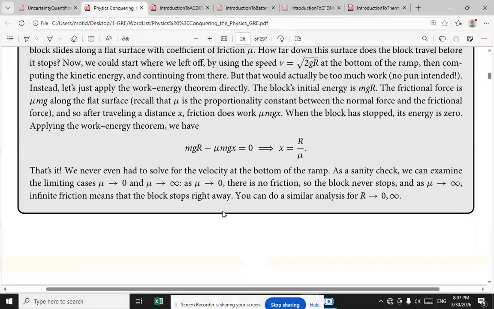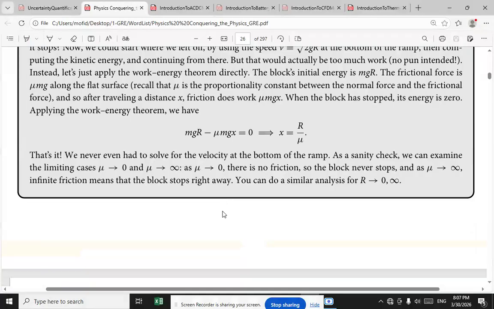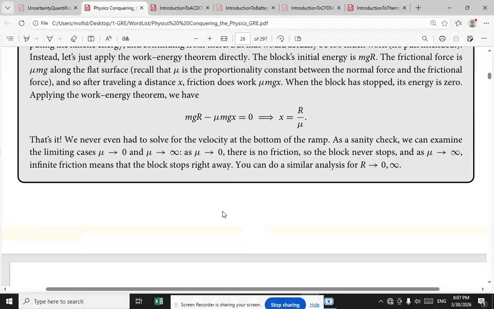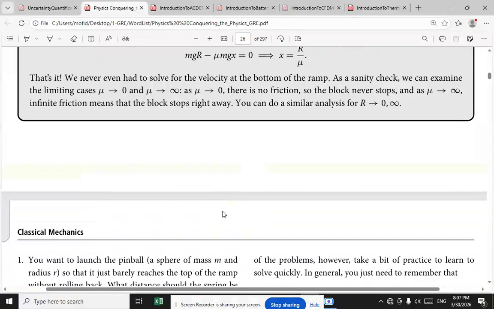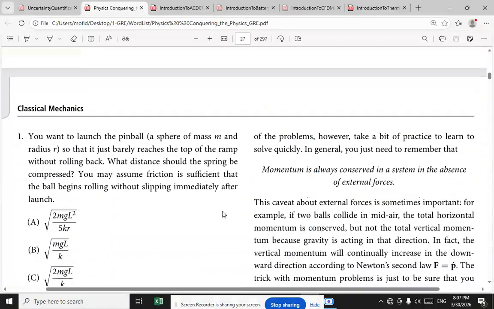As a sanity check, we can examine the limiting cases of mu going to zero and mu going to infinity. As mu goes to zero, there is no friction, so the block never stops. And as mu goes to infinity, infinite friction means that the block stops right away. You can do a similar analysis for r going to zero and infinity.